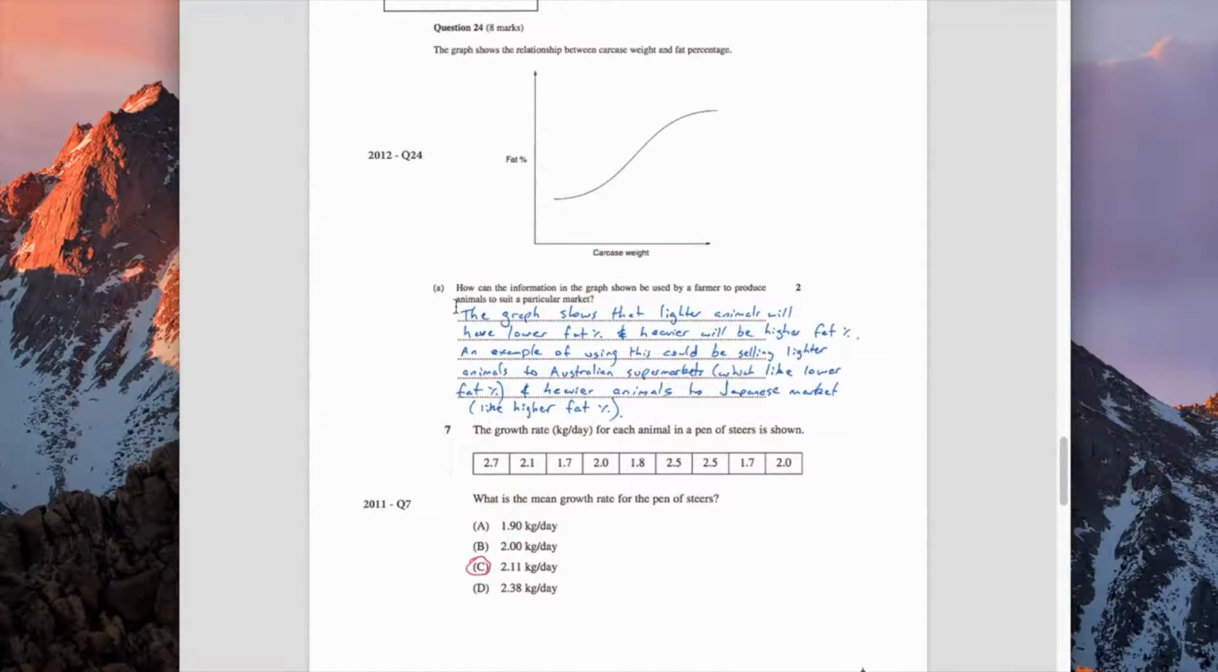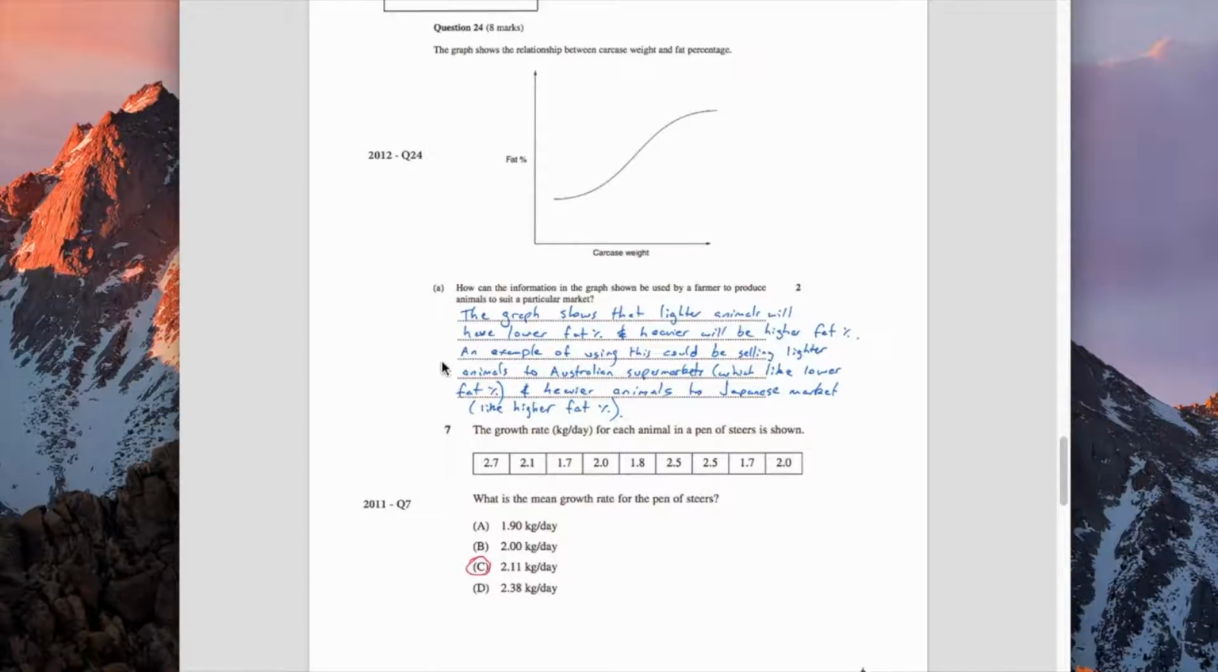So how can the information in the graph shown be used by a farmer to produce animals to suit a particular market? 2 marks. So we saw before the examples I gave you were the Japanese market and the Australian supermarket market. And so the graph shows that lighter animals down here will have lower fat percentages, and heavier animals will have higher fat percentages.